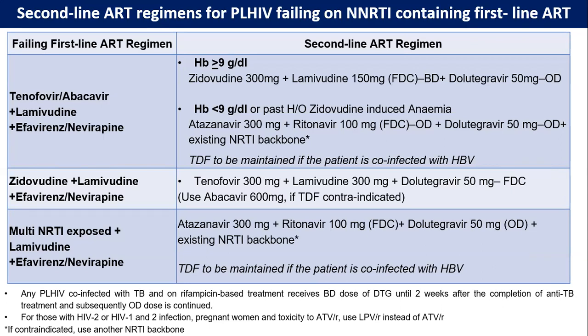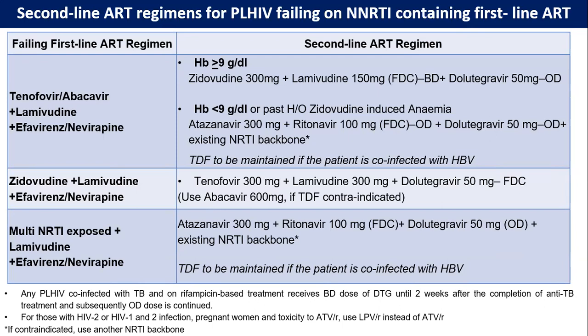TDF is to be maintained in all those cases where the patient is found to be co-infected with hepatitis B; we need to maintain tenofovir. In any PLHIV co-infected with TB and on a rifampicin-based regimen, the dolutegravir dose is to be 50 milligram twice daily, continued till 2 weeks after the completion of anti-TB treatment. For those with HIV-2 or HIV-1 and 2, or pregnant women, or toxicity to atazanavir/ritonavir, we use lopinavir/ritonavir instead of atazanavir/ritonavir. In case the patient is contraindicated for TL as a backbone, then we can go for ZL or AL also.